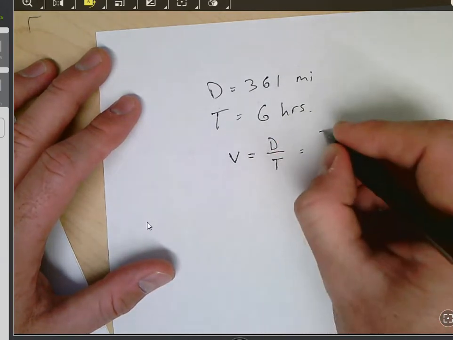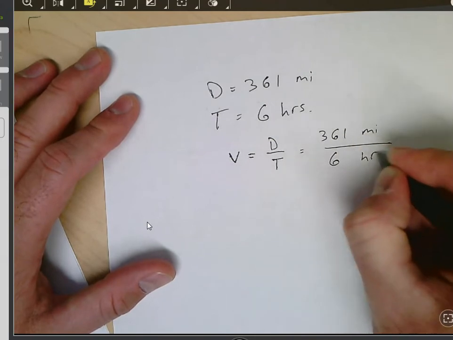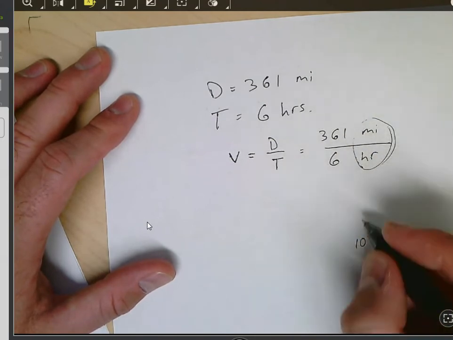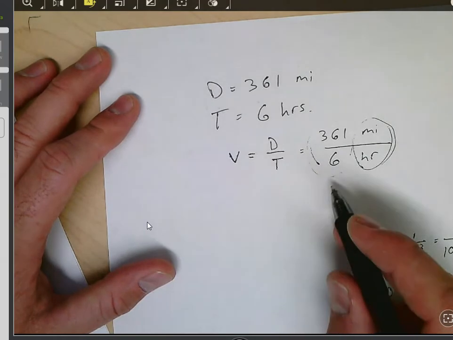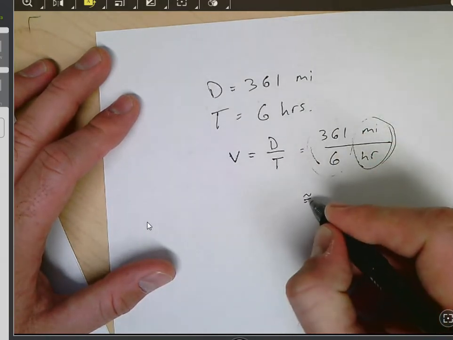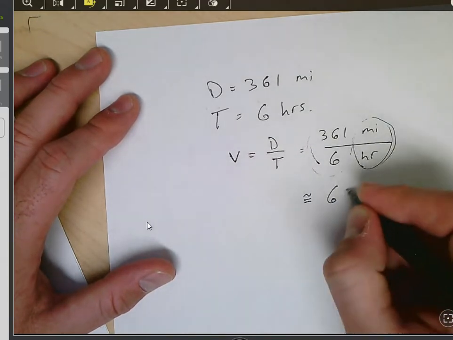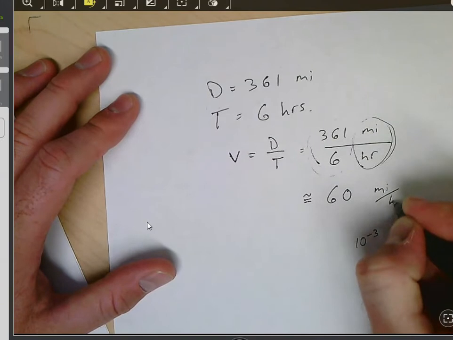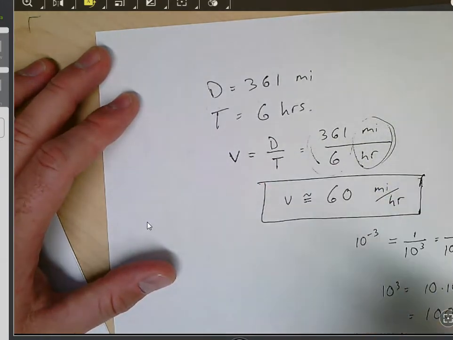And if we look at the units, 361 miles divided by 6 hours, we're going to have on the right side here the miles per hour, and on the left-hand side here we'll have a number. That number, I'm going to say, is approximately equal, so I don't have to bust out a calculator right now, 360 over 6 is just 60. So that would be 60 miles per hour, my average speed to get to LA.